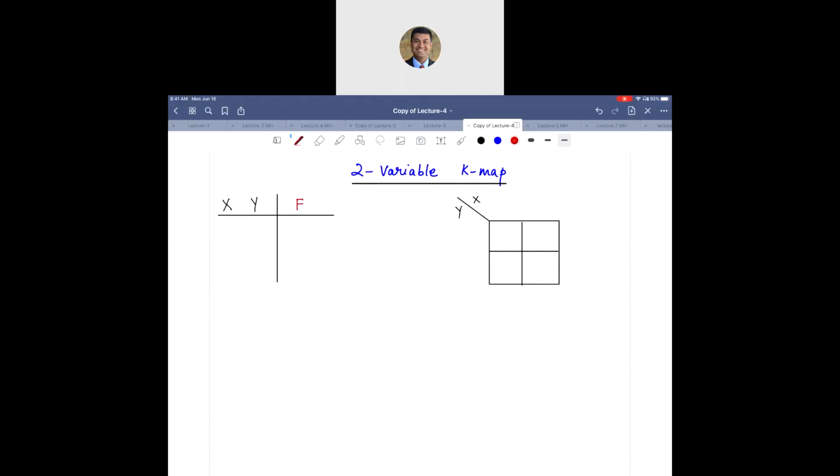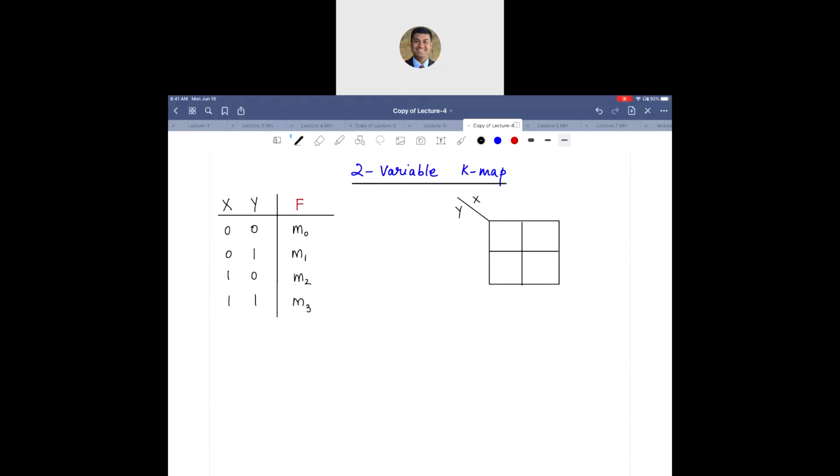Next, I will fill out the truth table: 0 0, 0 1, 1 0, 1 1, and what I'll do is I will simply write out the minterms here. For reference, I will say this is minterm 0, minterm 1, minterm 2, minterm 3. And as you know, these might be zeros, these might be ones, these might actually be also don't cares.